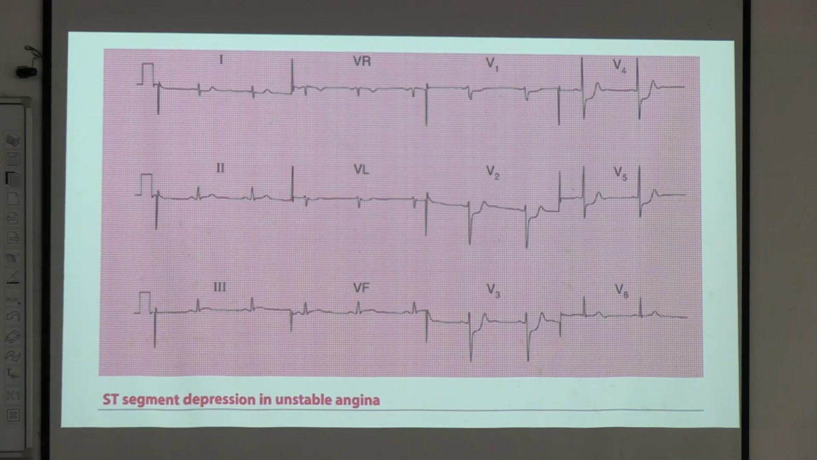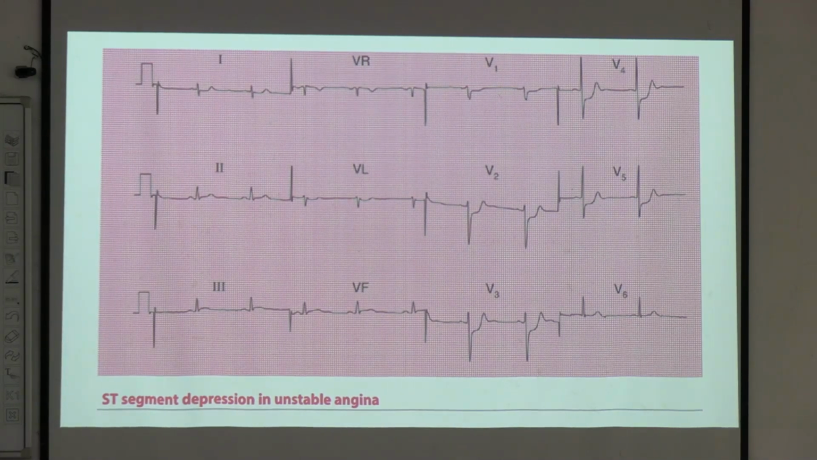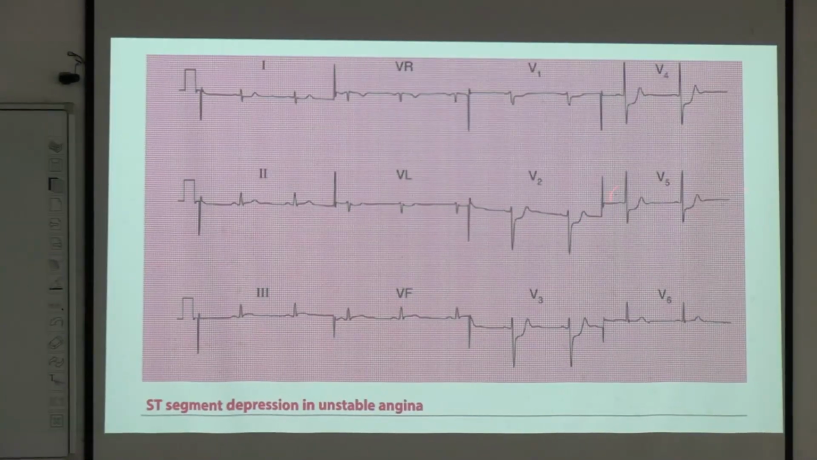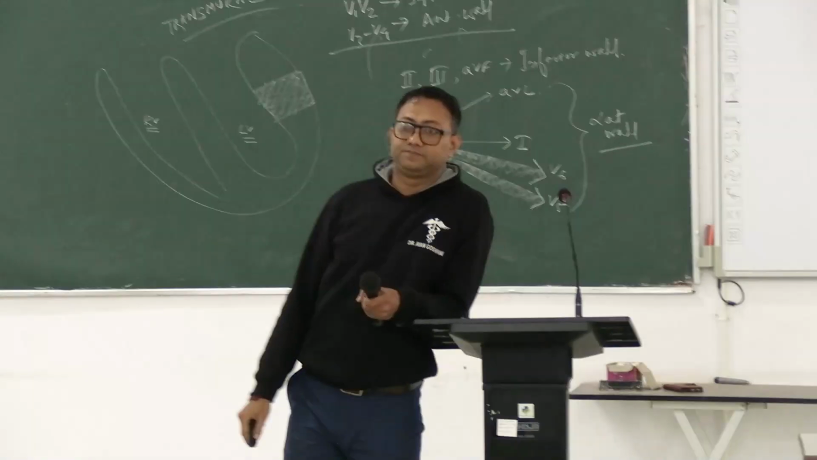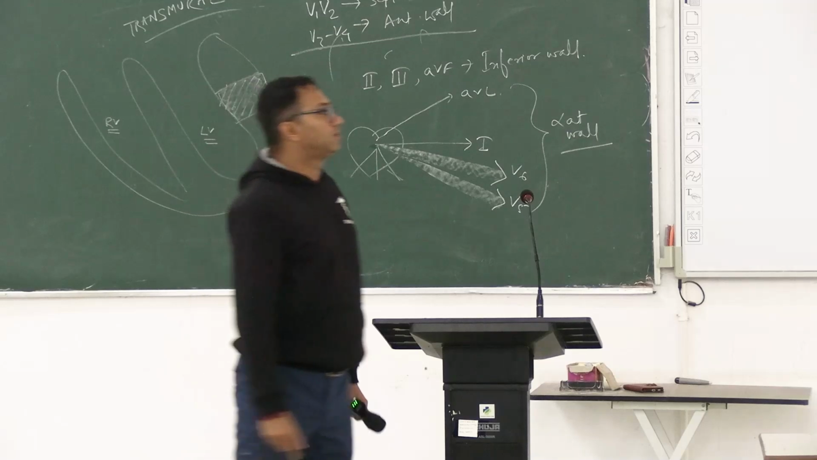ST segment depression. Where is the ST segment depression? Which lead? ST segment depression. Again V3, V4 maximum. Maximum ST segment depression in V3, V4. So you can call it anterior, slightly V2 and V5 as well, right? So there is ST segment depression, and the biomarker is not elevated, so we call it unstable angina.